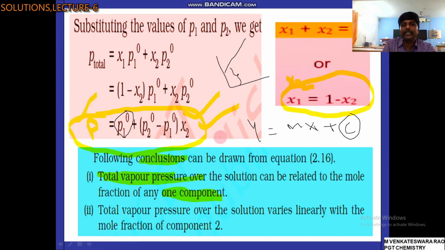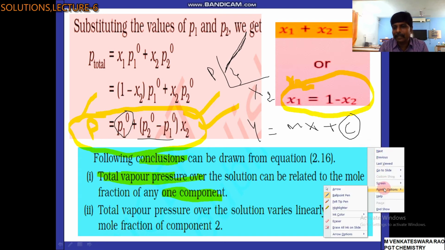You compare these two. What is y? Y is P. What is x? X is X2. What is the slope m? The slope is P2 naught minus P1 naught. That means total vapor pressure increases linearly with mole fraction. So total vapor pressure over the solution varies linearly with the mole fraction of component 2. It is the second conclusion.